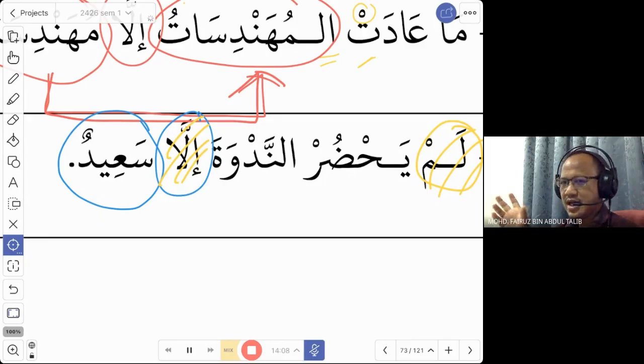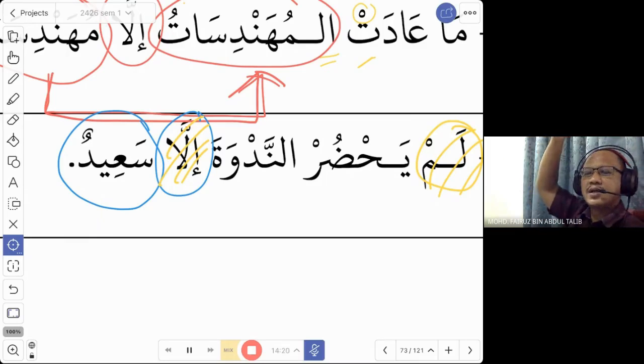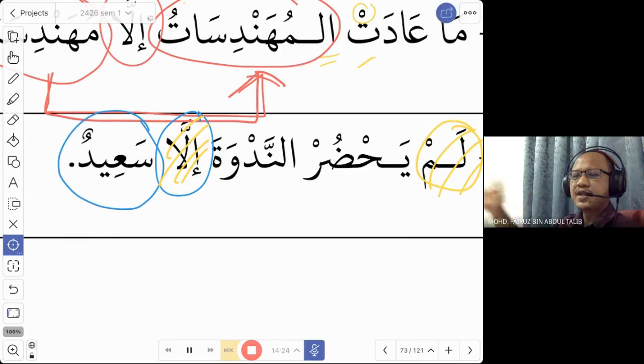So our typical sentence is you have a fi'il immediately followed by a fa'il. But you can actually put the fa'il in the end of the sentence as well. So not necessarily you put the fa'il immediately after the fi'il. As long as it is after the fi'il, it's fine. You can put it immediately after fi'il, you can put it in the end of the jumlah. That is fine, no problem.